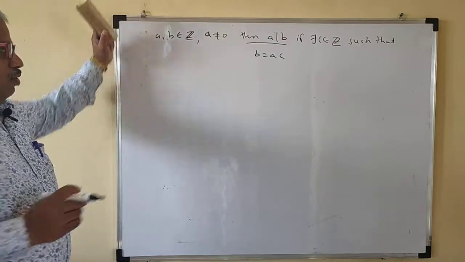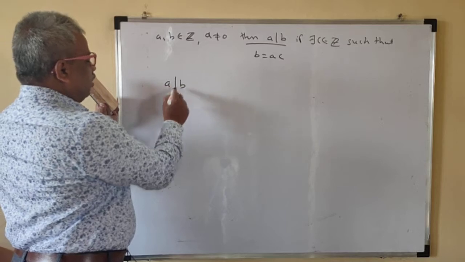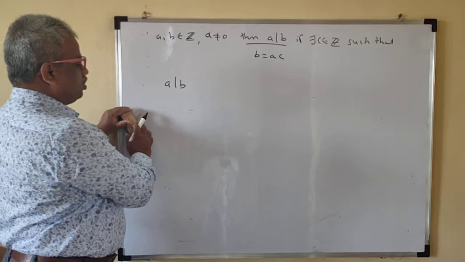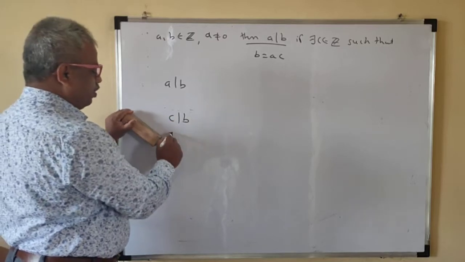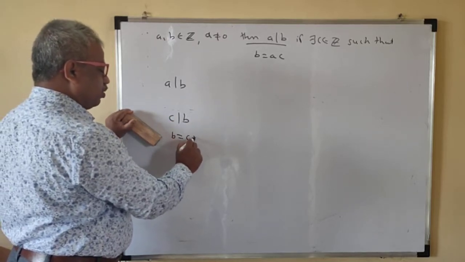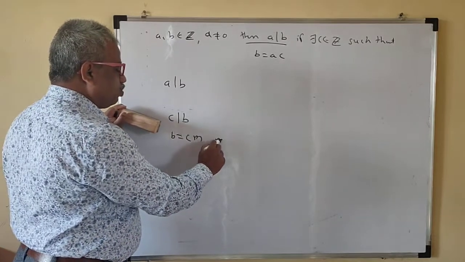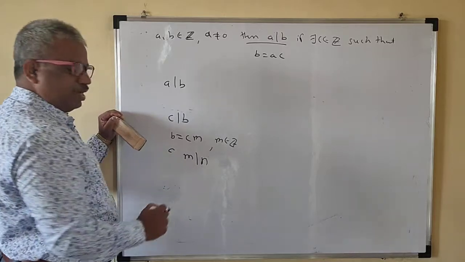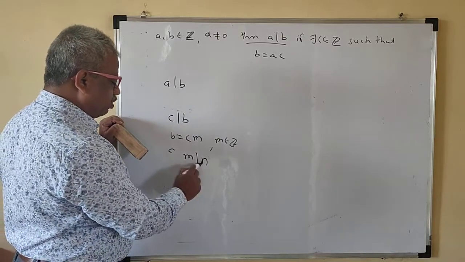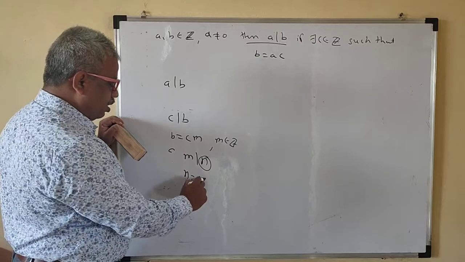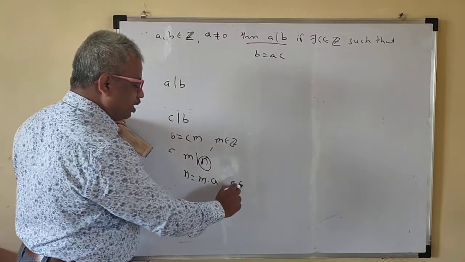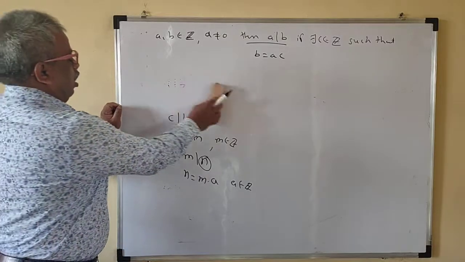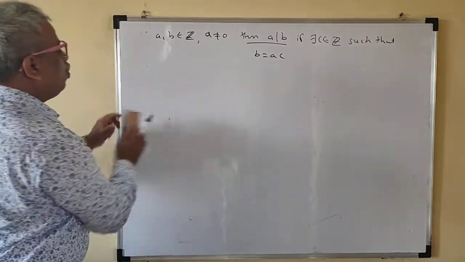Whenever a divides b is given, always write b is equal to a times some integer c. Suppose m and n are integers and m divides n. Then you can write n is equal to m into some integer a, where a belongs to Z. So you are given that m and n are integers.